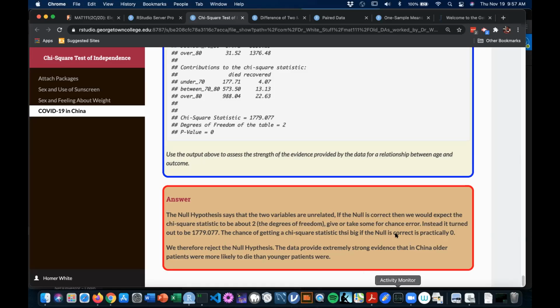I have a quick question. If the chi-square statistic was like 7, I forget, how do we find out the give or take figure, because you have some give or take for chance of error? How would we find that?